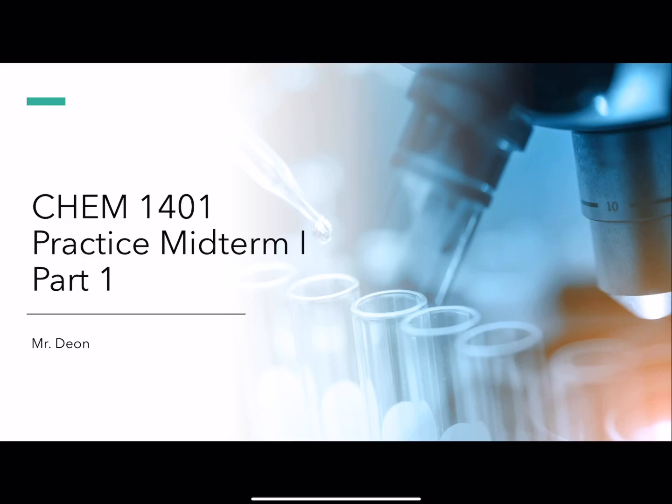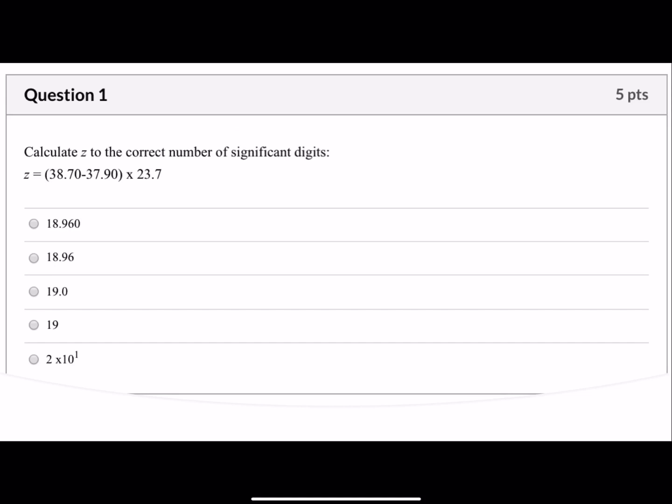Okay, Chem 1401 practice midterm 1. Let's take a look. So the first question says calculate z to the correct number of significant digits. So the equation is z is equal to 38.70 subtract 37.90 and then multiply the whole thing by 23.7.